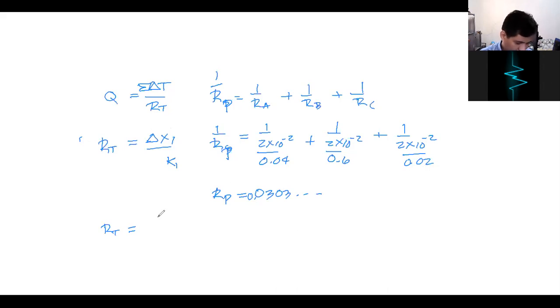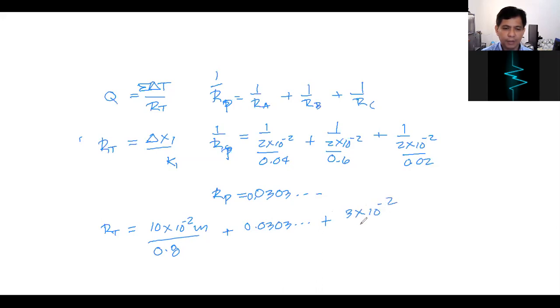So, yung delta x1 natin ay 10 centimeter ng concrete, ano? So, 10 times 10 to the minus 2 meter ng concrete. Tapos ang kanyang K1 ay 0.8. Tapos add niyo lamang tong 0.0303. Tapos finally yung B material. So 3 centimeter 'yon. Tapos ang kanyang thermal conductivity ay 0.6. So yun, kukunin niyo na yung R total.